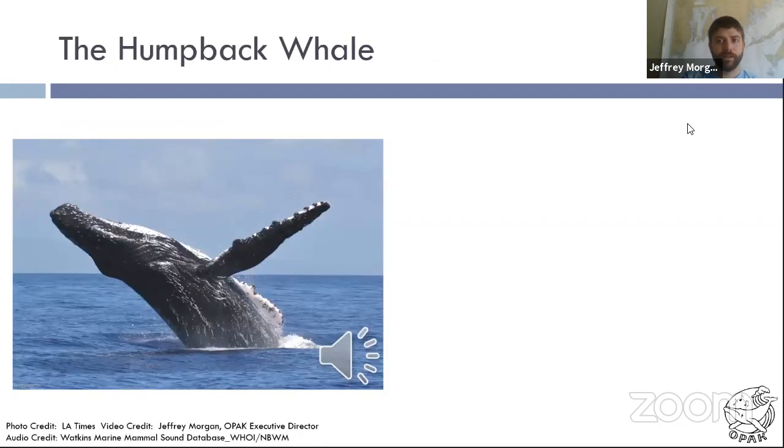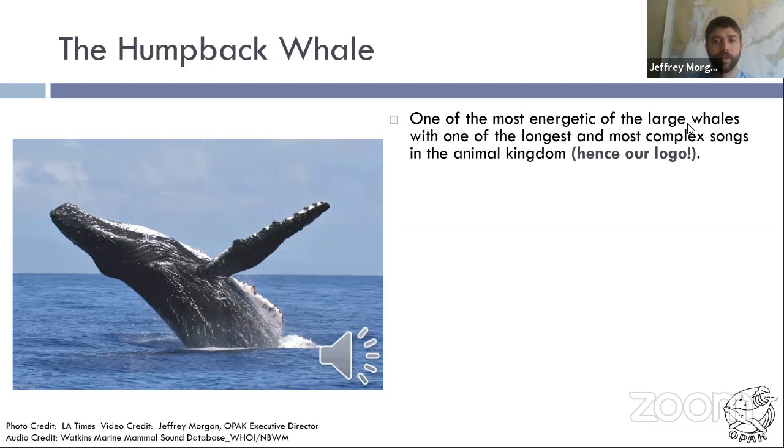All right, so we're going to spend some time just talking about some different whales now. We're going to start with the humpback whale because you can see our logo there in the bottom right corner. We love the humpback whale at OPEC. It's a really vocal whale. It's one of the most energetic of the large whales, and it also makes one of the most complex sounds in the animal kingdom, which I just want to start with.